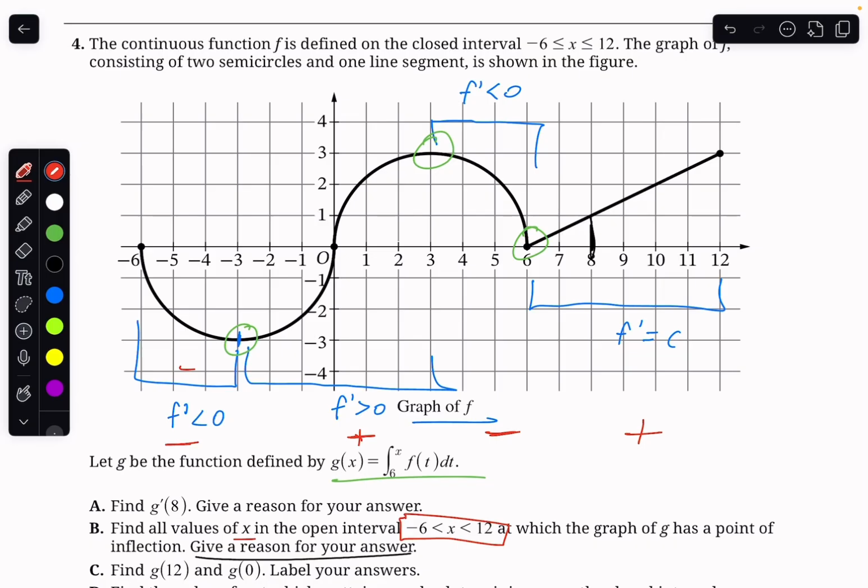So it goes from negative to positive. Just to verify, always double check that you didn't miss anything, because it's easy to overlook all of this.